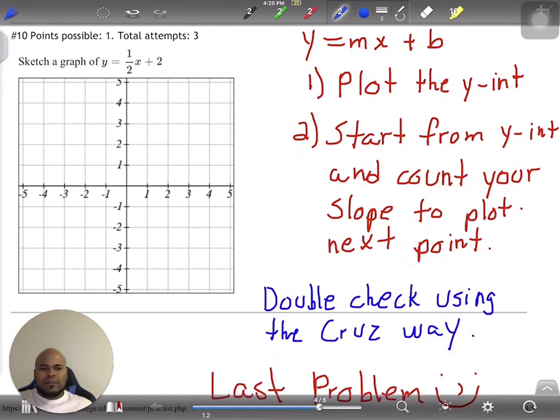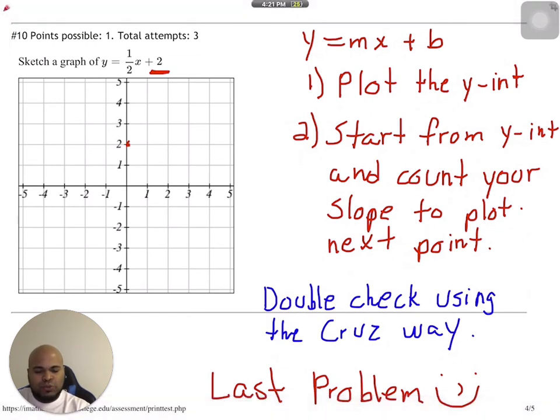y equals mx plus b. So number one, plot the y-intercept. By looking at the equation, you should be able to tell me what the y-intercept is. It's a number by itself because it's b. Okay, so that's at 2. So then I go to the y-axis and I plot my point at 2 right there.